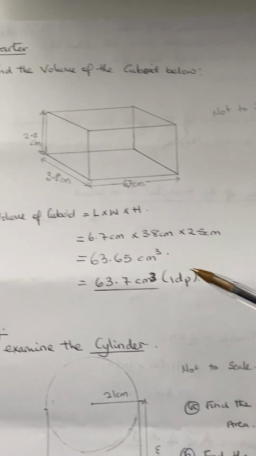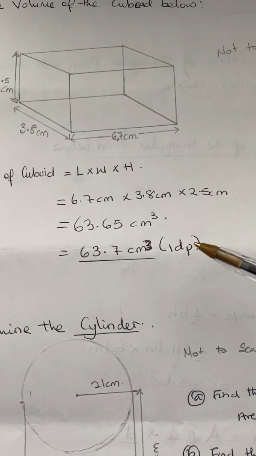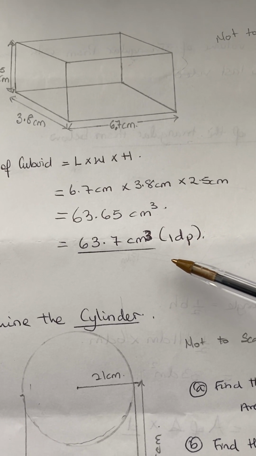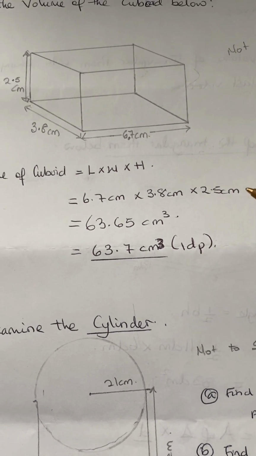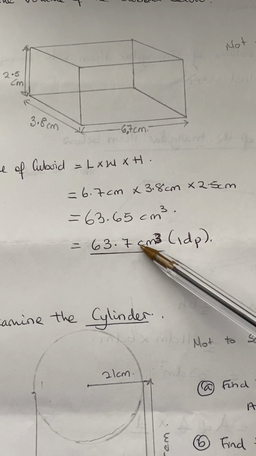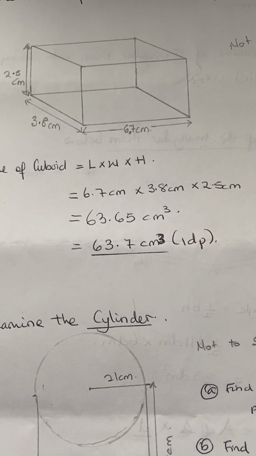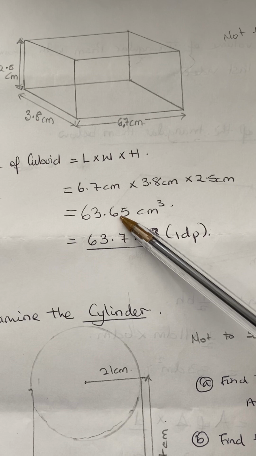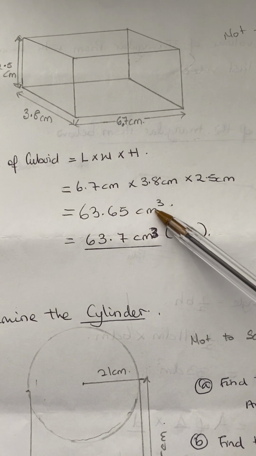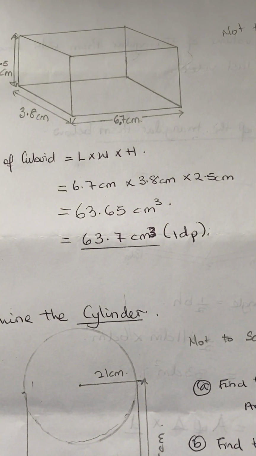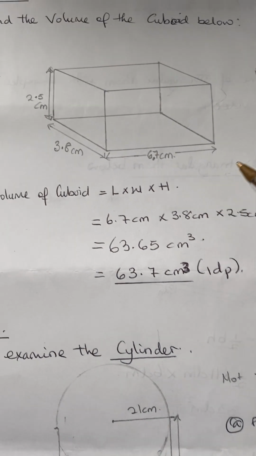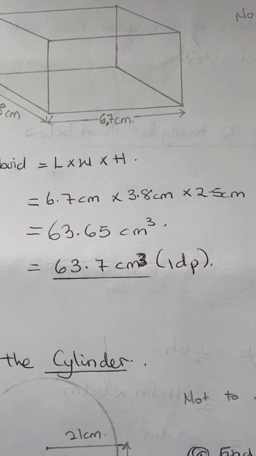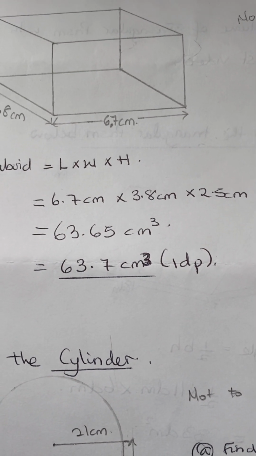Okay, they didn't tell me whether to leave it in 1 decimal place or as a whole number. So even if you wrote 64 centimeter cube, you are also right. If you leave it at 63.65 centimeter cube, you are right. Okay, they will mark all this as long as they didn't state what you should leave your answer on.